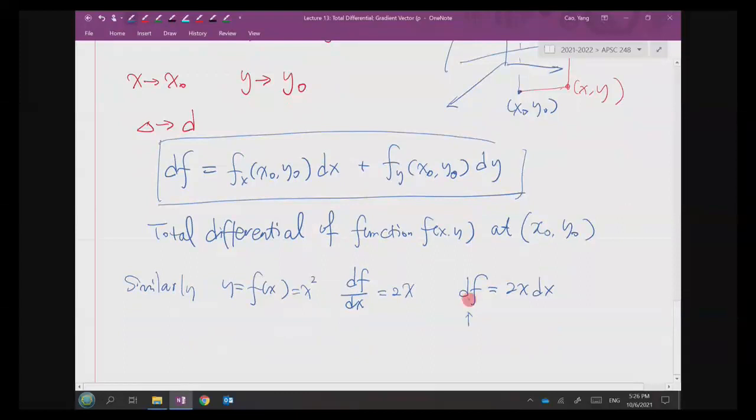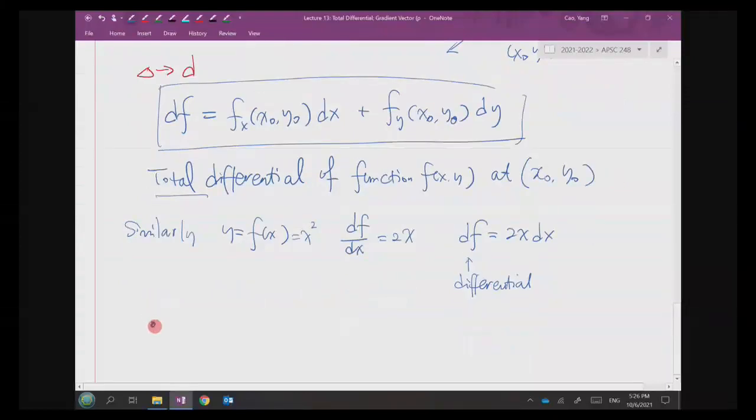And we don't call this total differential for the single variable, we just call it a differential. So now you can appreciate where the total comes from, because the df depends on dx and dy, or in other words, it depends on the change in x and the change in y. That's how the differential concept is derived. So let me write it: df is related to the changes dx and dy.